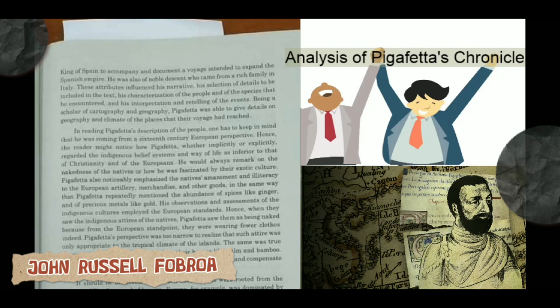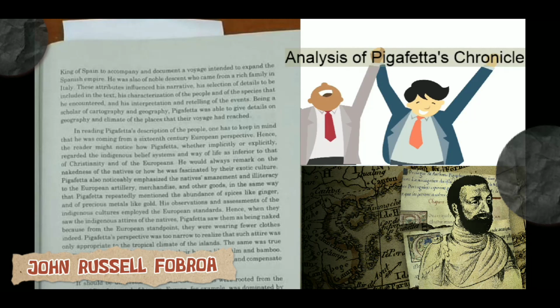Then, in reading Pigafetta's description of the people, one has to keep in mind that he was coming from a 16th century European perspective. The reader might notice how Pigafetta, whether implicitly or explicitly, regarded the indigenous belief system and way of life as inferior to that of Christianity and of the Europeans. He would always remark on the nakedness of the natives or how he was fascinated by their exotic culture.